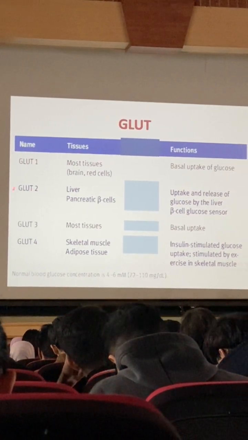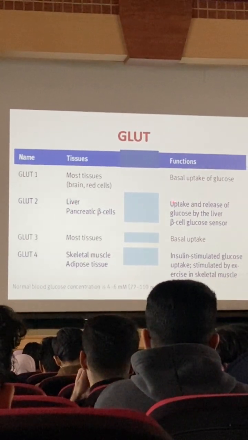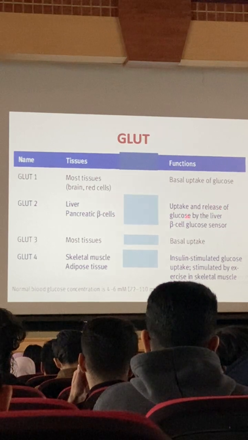GLUT number 2, or glucose transporter number 2, is specific to liver and pancreatic beta cells. The liver takes up and releases glucose.